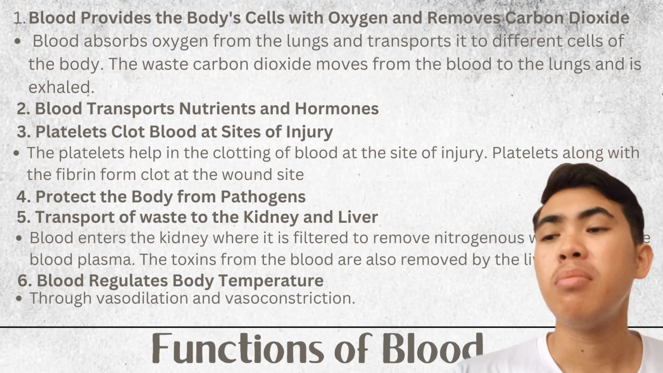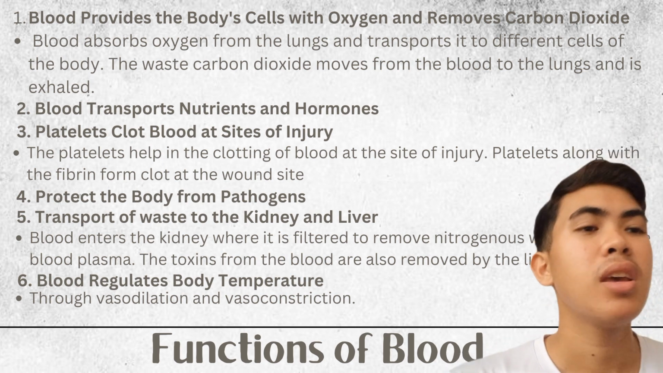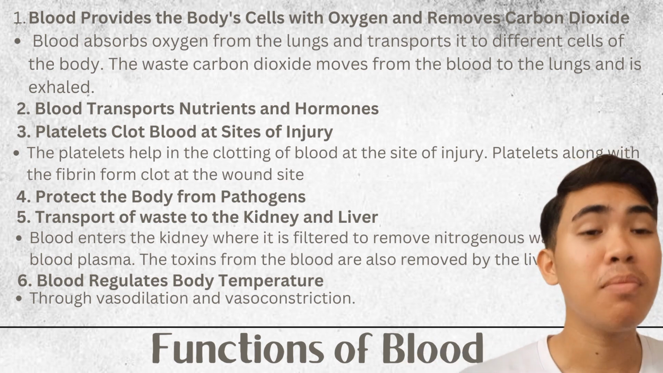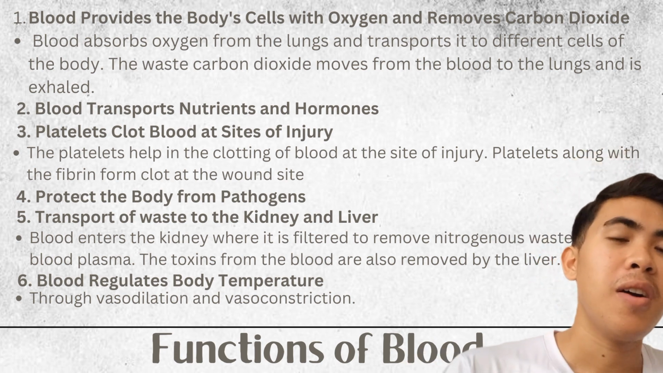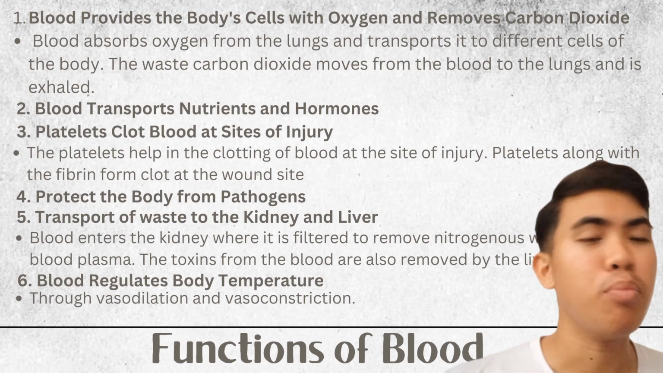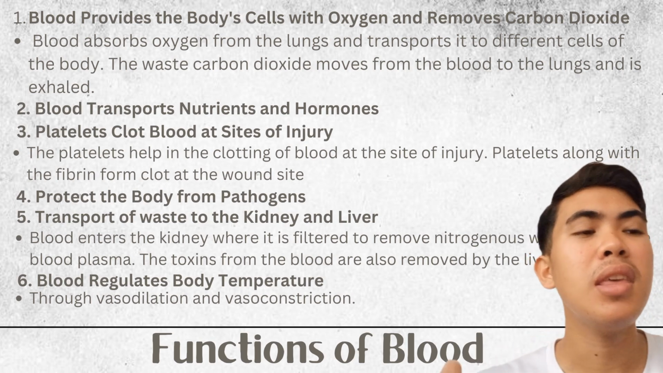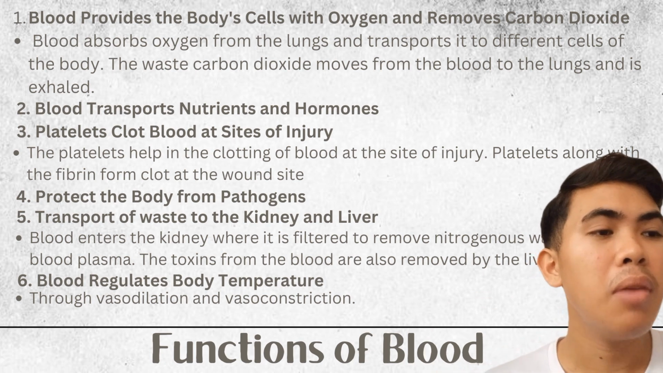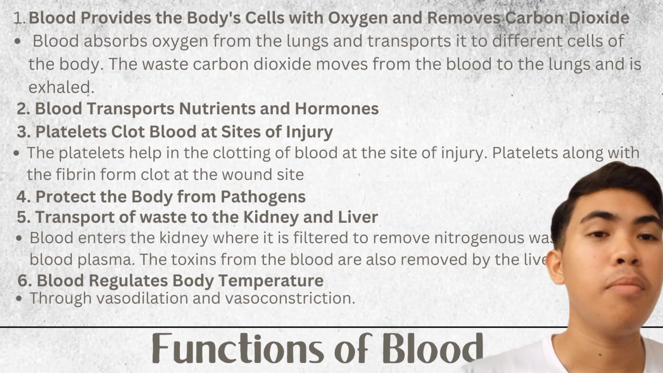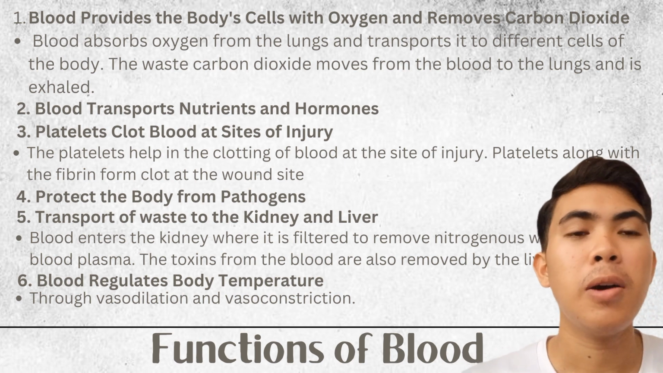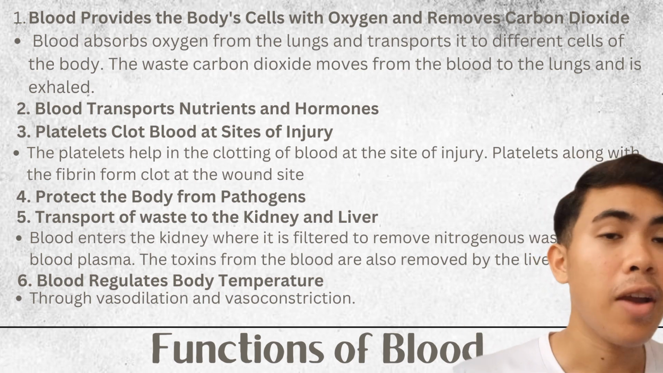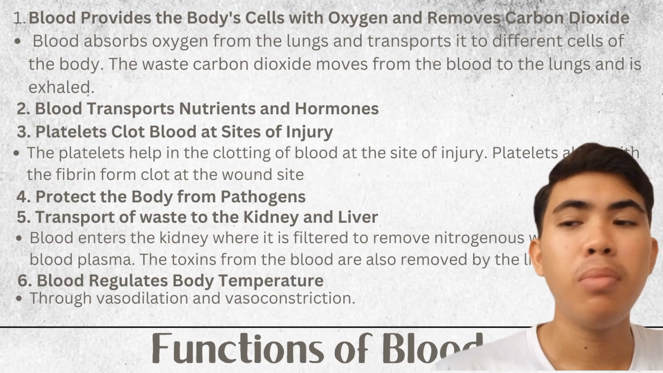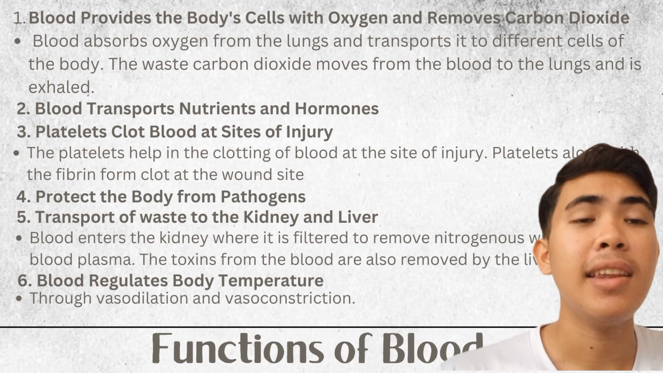Another function of blood is that it protects the body from pathogens. There is another component of blood, which is the white blood cells or the leukocytes. These leukocytes form a protective, movable army that helps the body, or the immune system, defend itself from bacteria, foreign bodies, viruses, and many more. The fifth function of blood is that it transports waste to the kidney and liver.